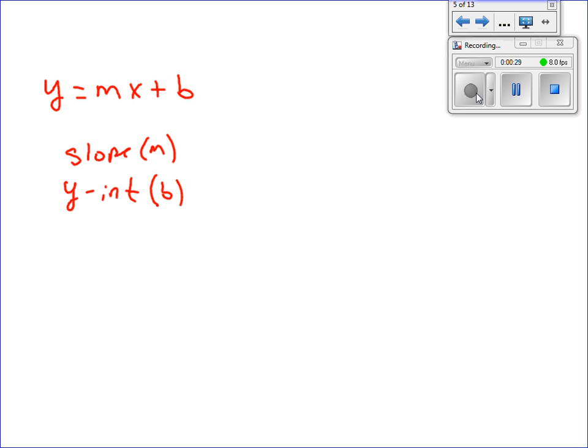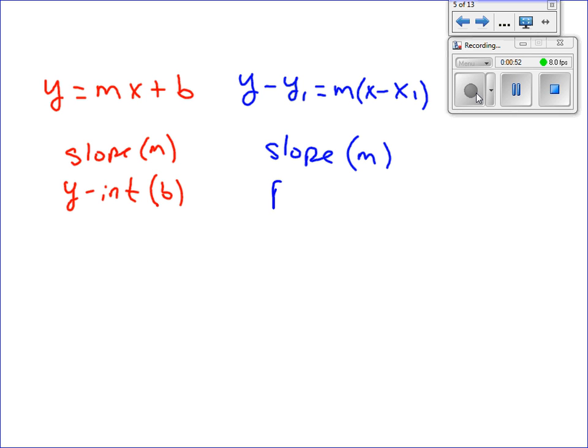The other form of the line, which we learned over the past few days, is y minus y1 equals m times x minus x1. And this one is called the point slope form. And for this one, if we want to fill in the information on this, we need the slope, which is m, and we need a point from our line, which we're going to call x1, comma, y1. So that's what you need for each of these lines.